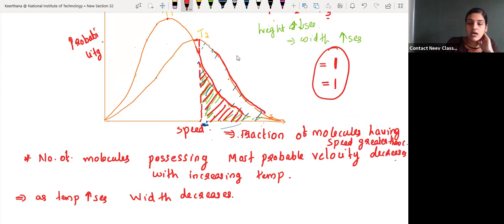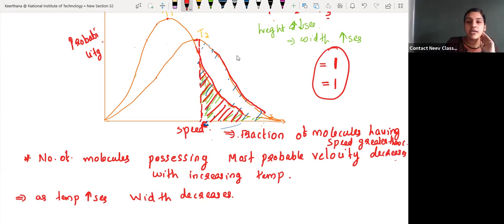This area after this point, if the speed is c at this point, this area represents the fraction of molecules having speed greater than c. Is that clear for everyone? If it is not, just ask me or tell me. Is there any doubt regarding this? No, ma'am.